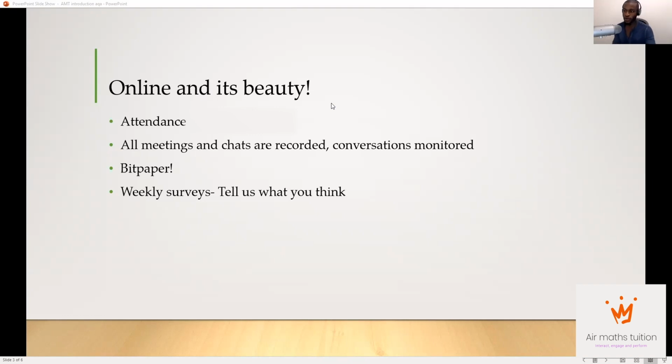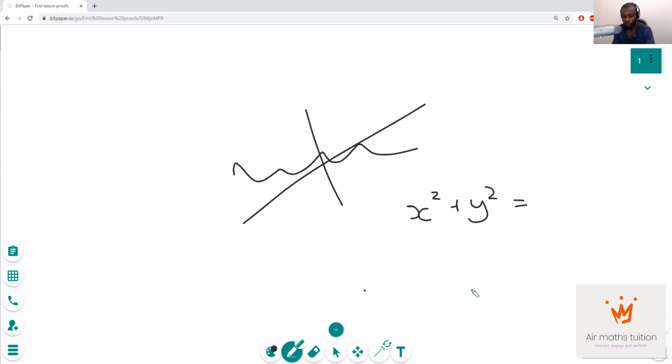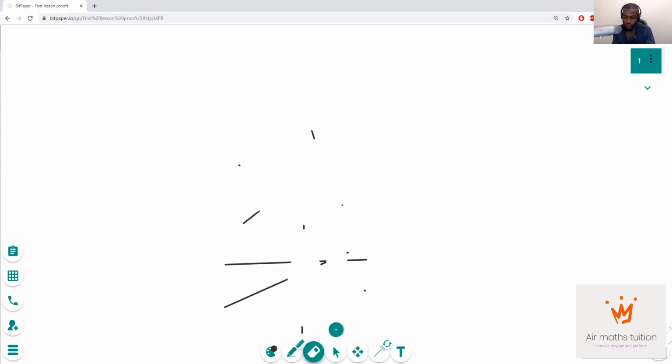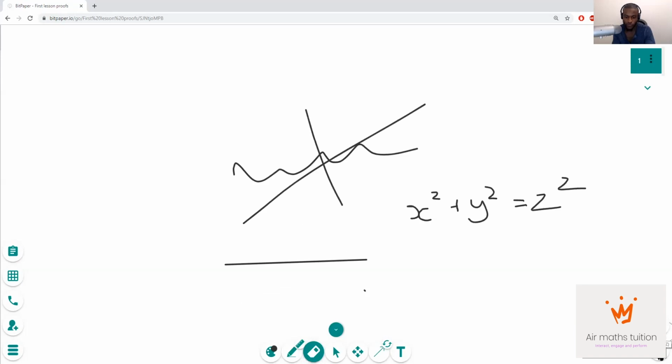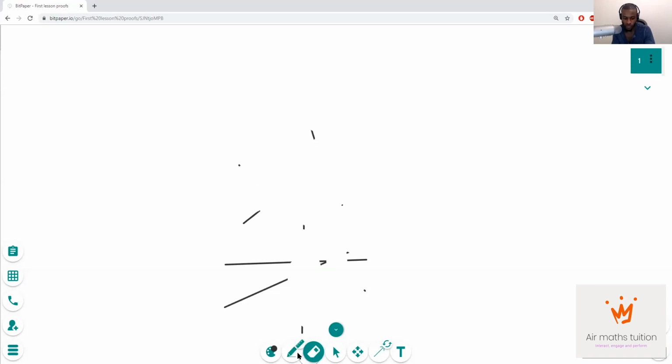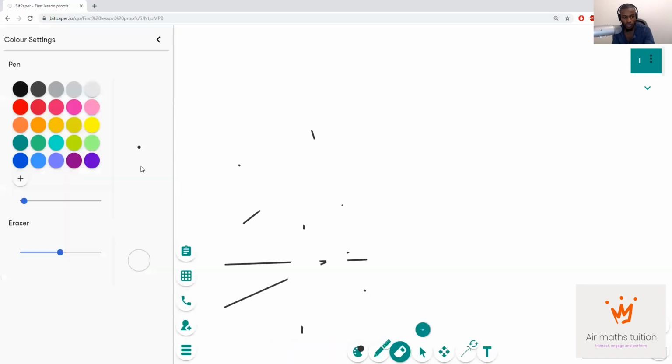BitPaper. Okay, so I need to show you guys how this works. BitPaper is a fantastic online whiteboard dedicated for maths users like me and you. It basically allows us to do maths, and it's really good for writing. You can draw straight lines. Those are not the straightest lines. You can rub out your work. You can go back on the work you've just rubbed out. You can go forward as well. We've got several different colors for you to use.